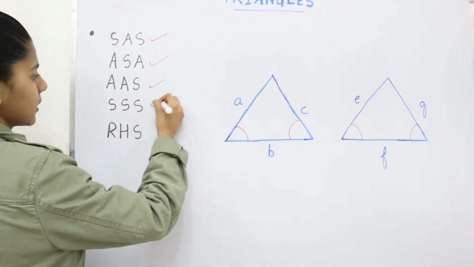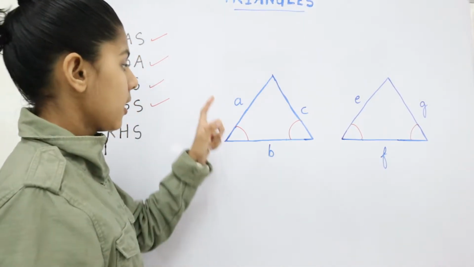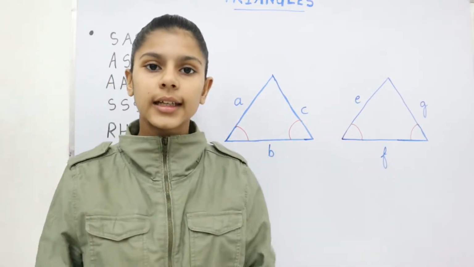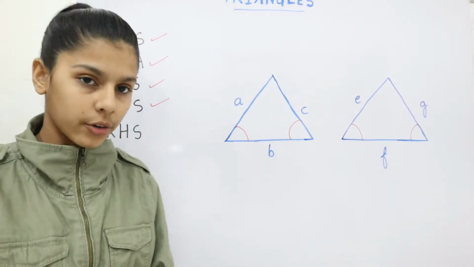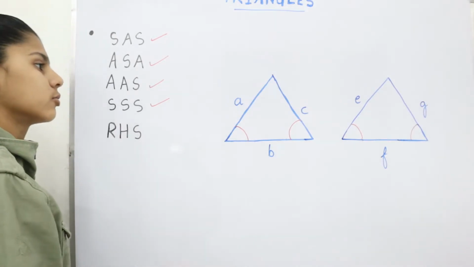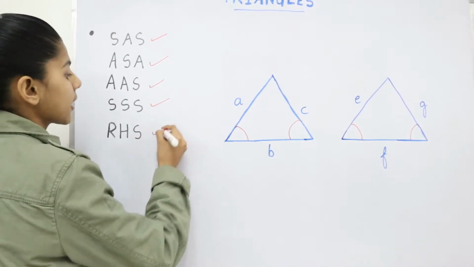Fourth criteria is SSS. The full form is side, side, side. Means if all the three sides are equal in both the triangles, then also the triangles will be congruent. Then the fifth criteria is RHS.